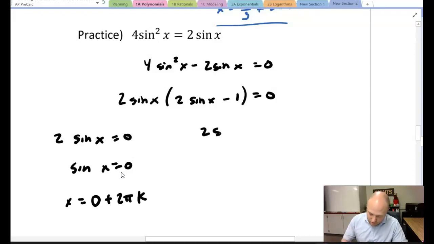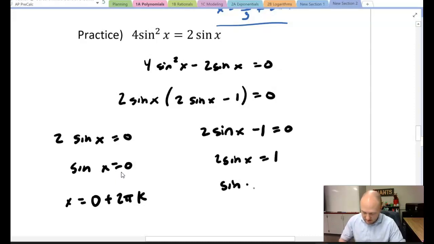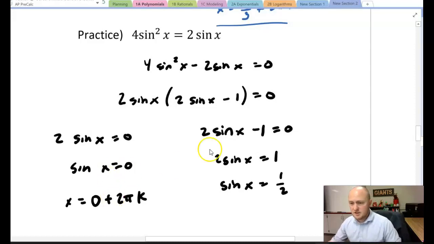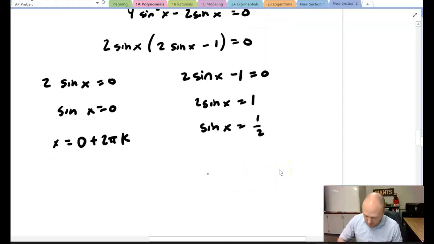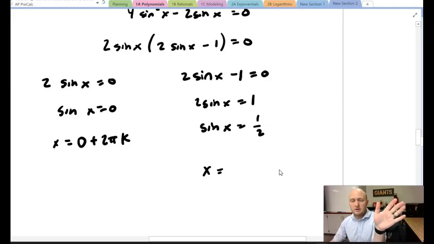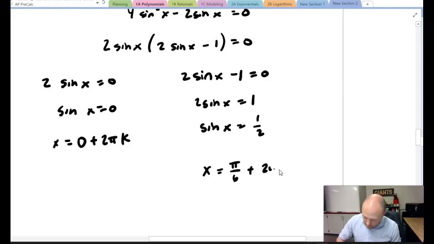And over here, 2 sine of x minus 1 is equal to 0. This gives you 2 sine of x is equal to 1. So sine of x is equal to 1/2. Notice it's not plus or minus, it's just the positive 1/2. Okay, and this one actually has 2 values. This could be where your y value is 1/2. That's going to be pi over 6 plus 2 pi k. Or it could be 5 pi over 6 plus 2 pi k. All right, again, where k is an integer.